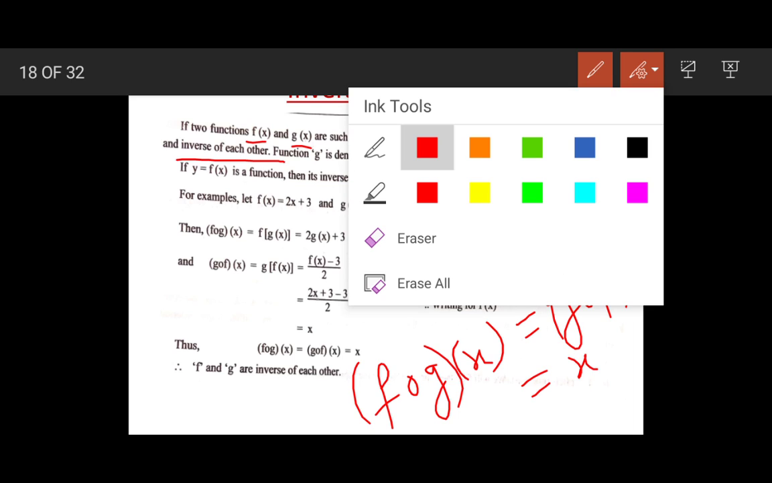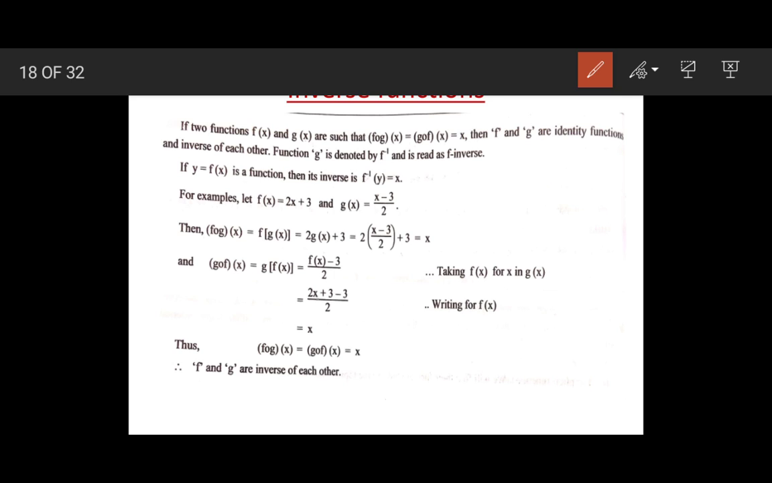So for example, f of x is 2x plus 3 and g of x is (x minus 3) upon 2. Then f∘g(x) means f of g of x. Now as per our previous rule, we have to replace x by g of x in f of x. So by replacing that, we get 2 g of x plus 3. So that is equal to 2 times (x minus 3) upon 2 plus 3. Right? So 2 cancel, minus 3 plus 3, 0.